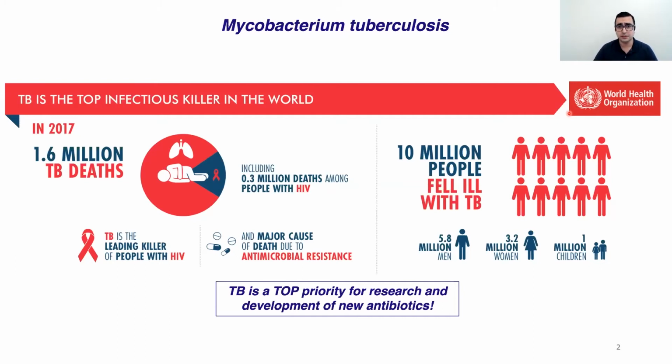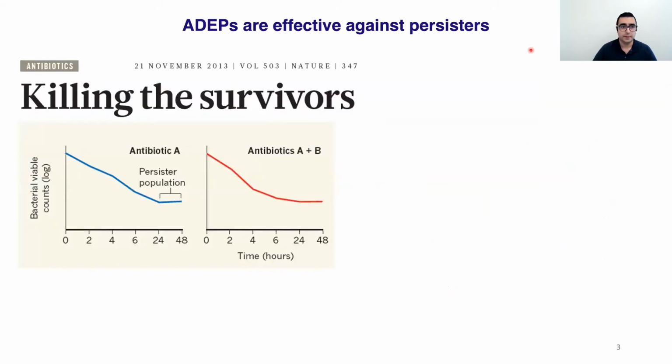Although the total number of cases is going down, the number of antimicrobial resistant cases is on the rise. And this is a cause for concern. This calls for TB to be a top priority for research and development of new antibiotics. A little bit of a fact here is that over the past 50 years, only a single new TB drug has been approved. So we need to do more work in that area.